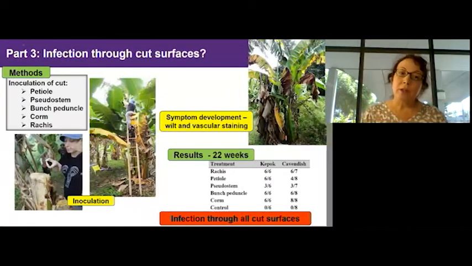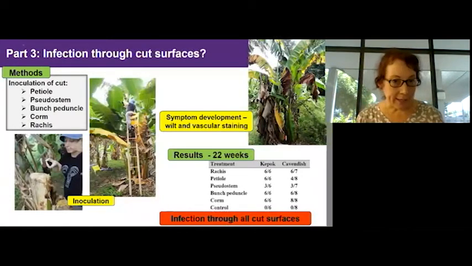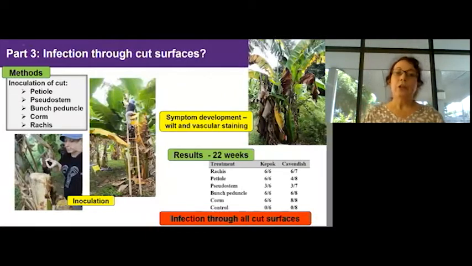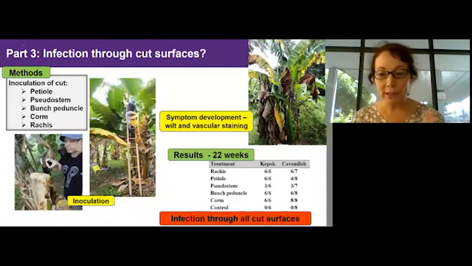And we monitored the plants for symptom development over time, and I examined them for vascular staining once external symptoms were visible. So after 22 weeks, we found that all of these plant parts act as infection courts. So infection can occur through all cut surfaces made to a banana plant, or certainly the ones that we showed here.